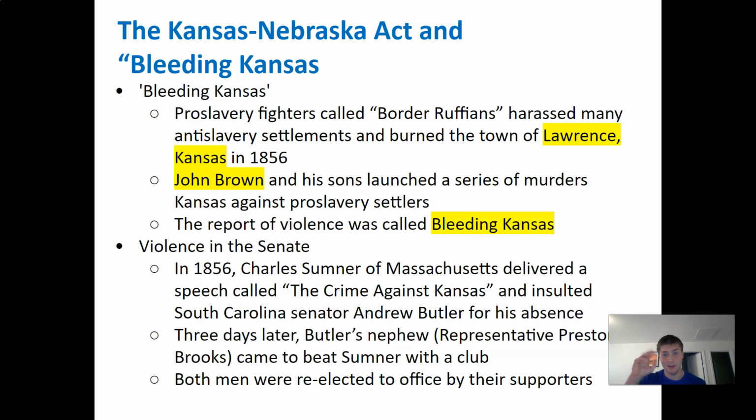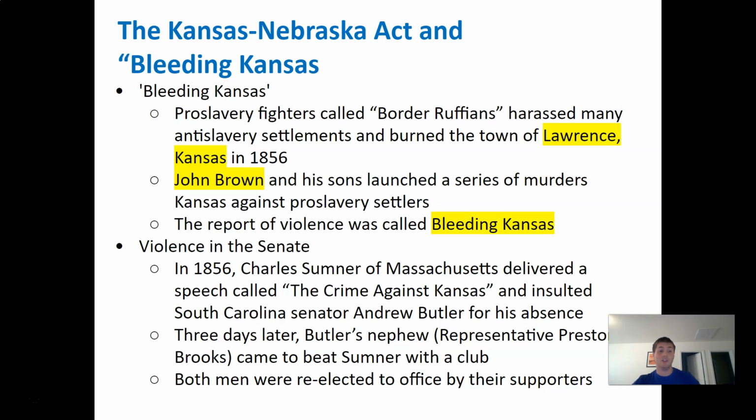And I'm dramatizing, of course, but Andrew Butler of South Carolina, the man that Charles Sumner from Massachusetts was trying to insult, is going to hear about this and he's going to say, oh yeah? He's going to send his nephew, a representative by the name of Preston Brooks, to the Senate floor just a few days later. He's a representative. He can't go to the Senate floor, but he's going to break in there. He's going to beat Charles Sumner over the head with a club for saying those words against his uncle.